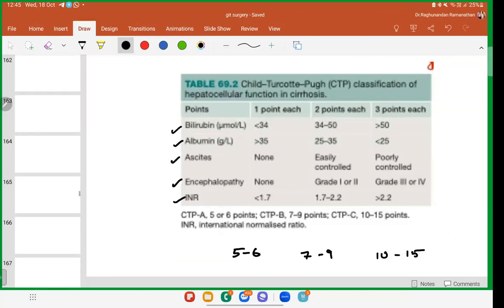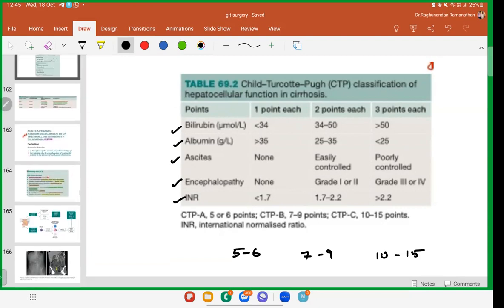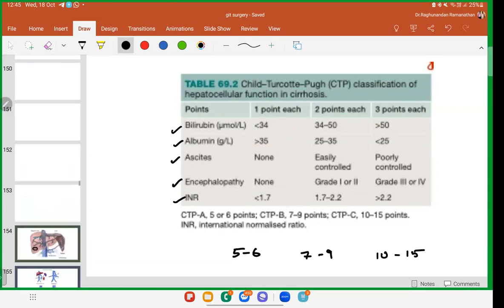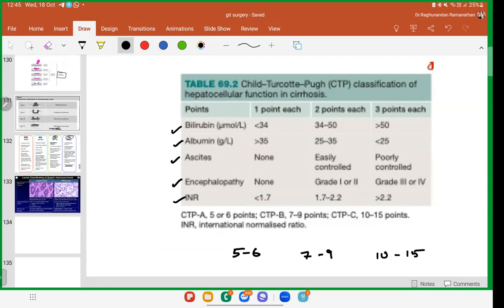Next, another classification is going to be prognostic scoring in upper GI hemorrhage. Upper GI hemorrhage, we have already discussed a prognostic score. Can anyone tell me what is that prognostic score?